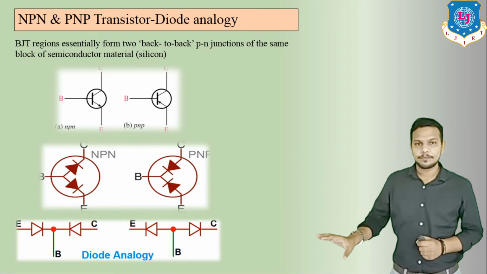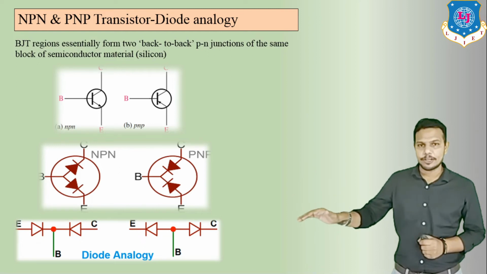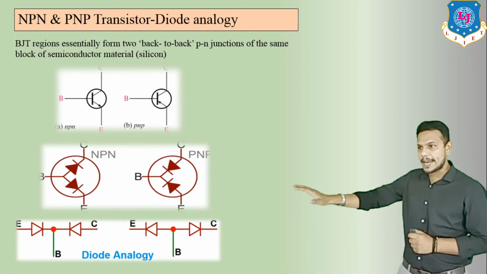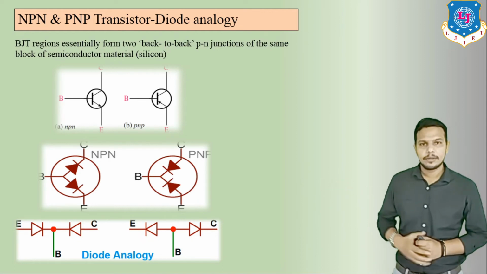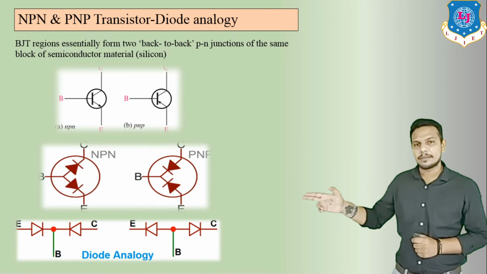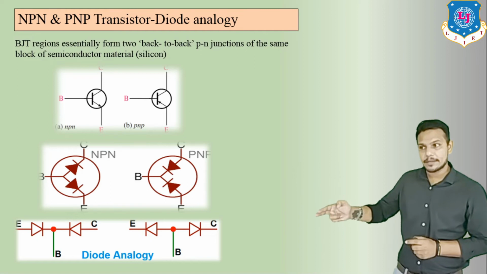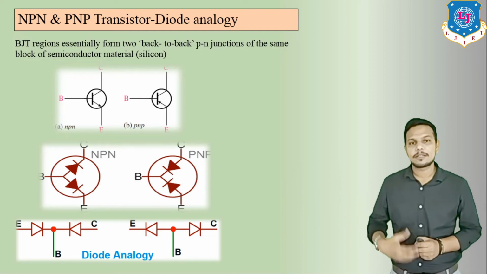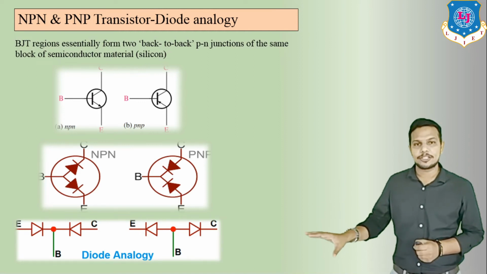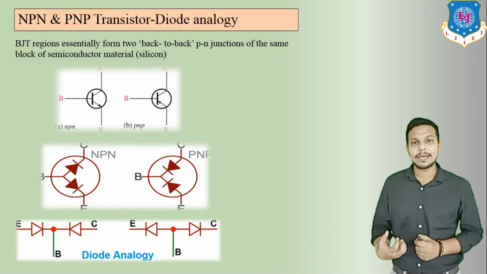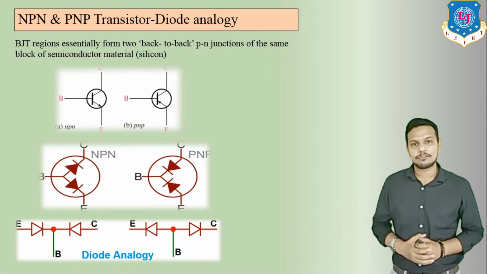Now the diode analogy. Here we can see this is the NPN first. Consider this one: NPN, emitter, base and then collector. Now the diodes' last terminals are P, then N and then P, so it becomes PNP. Here we can see this is the diode analogy of this transistor. This is the instruction for how we can make a transistor with the help of two diodes.